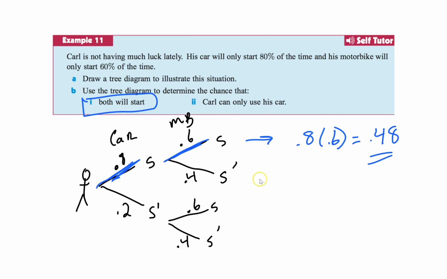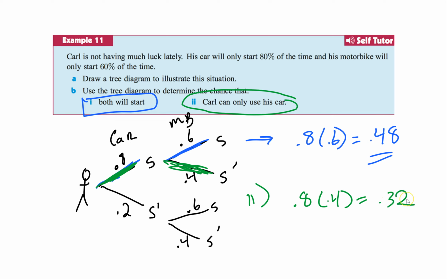Now, if you want the odds that only Carl's car will start, Carl can only use his car, so only his car starts. So you're going to go, okay, his car's going to start, so this line here. And that means that his motorbike doesn't start, so you have to use this line down here. So for 2, it's going to be 0.8 times 0.4, or 0.32. That's how you do a basic one. Now let's get a little more advanced.